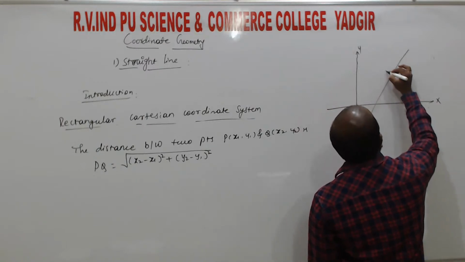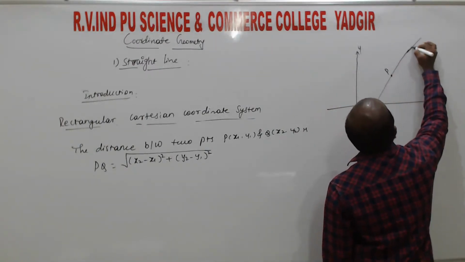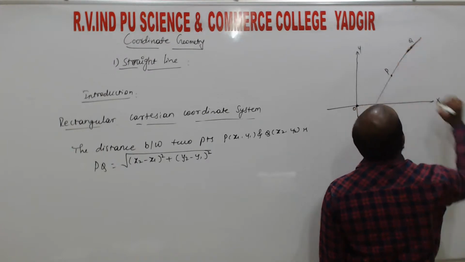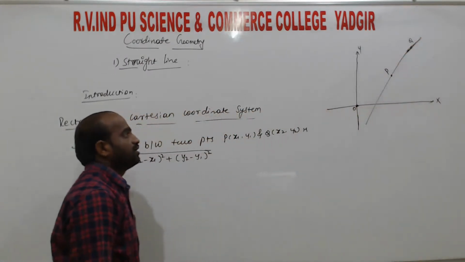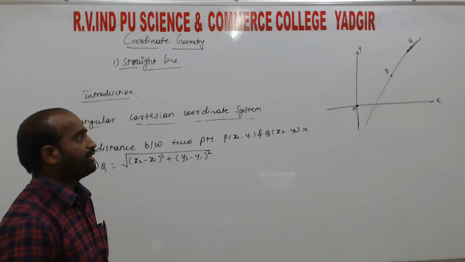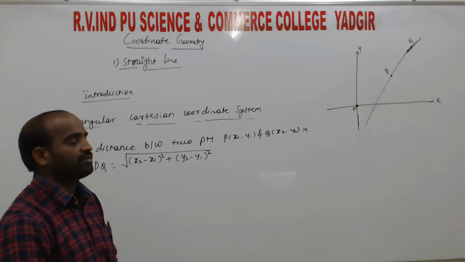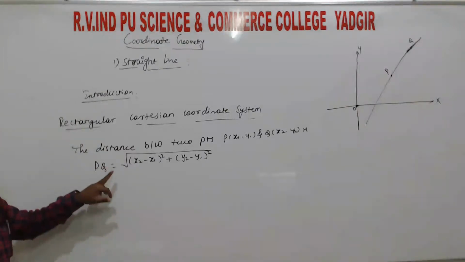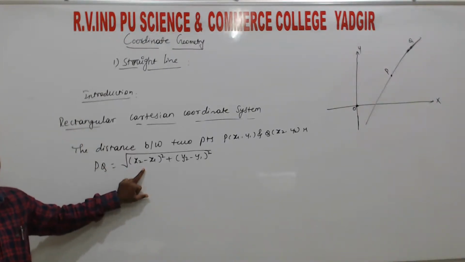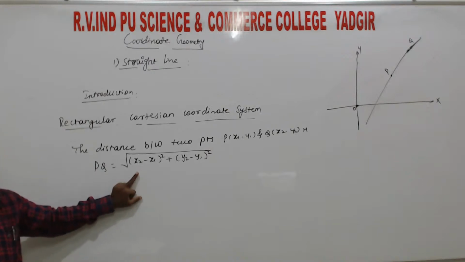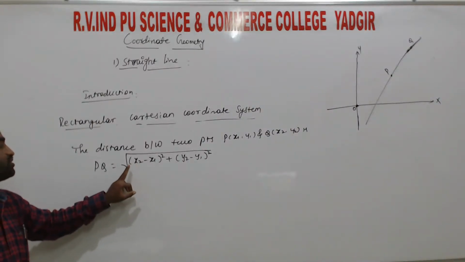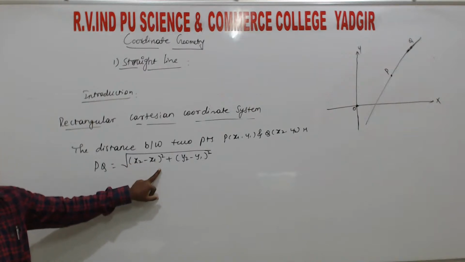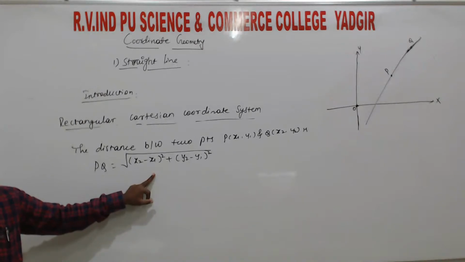This one is point P. This one is point Q. Now draw PM and QM perpendicular to the x-axis, then find out the distance. When P and Q points are given, find the distance between the 2 points: root of x2 minus x1 whole square plus y2 minus y1 whole square.